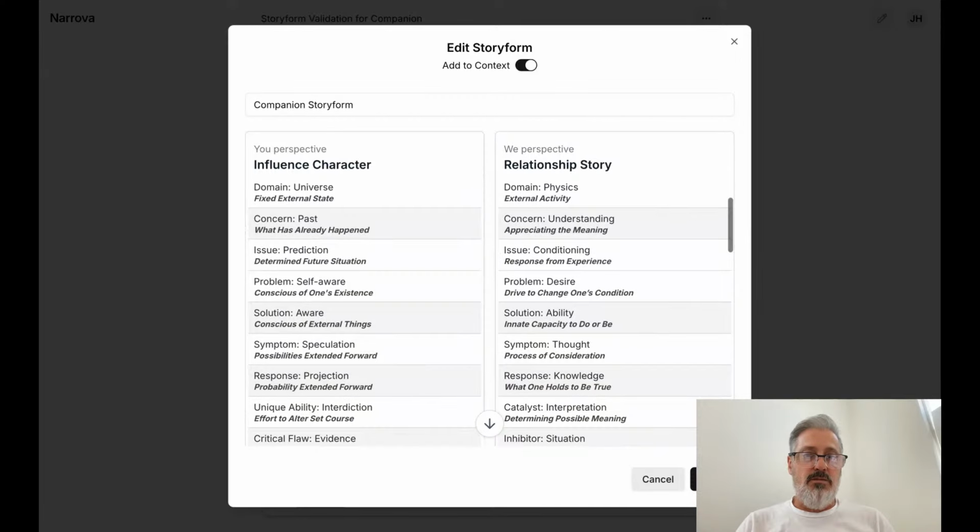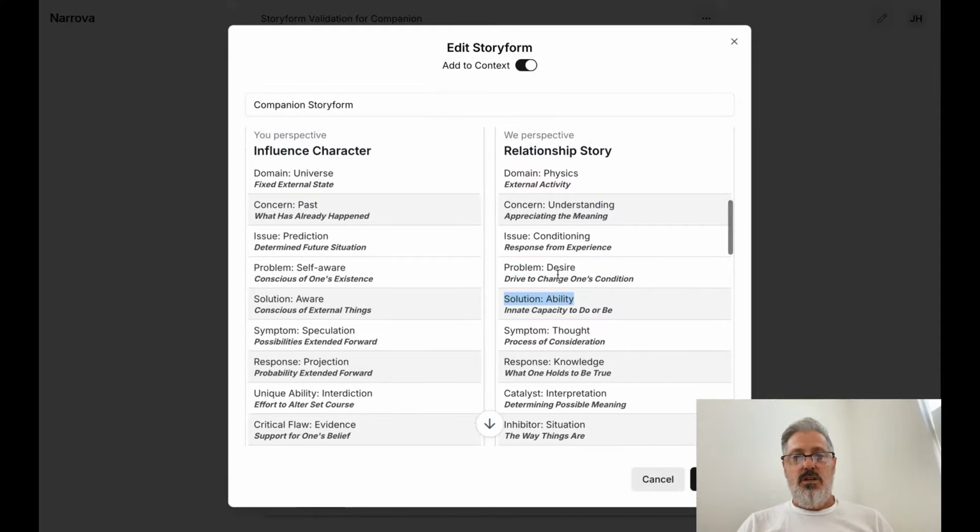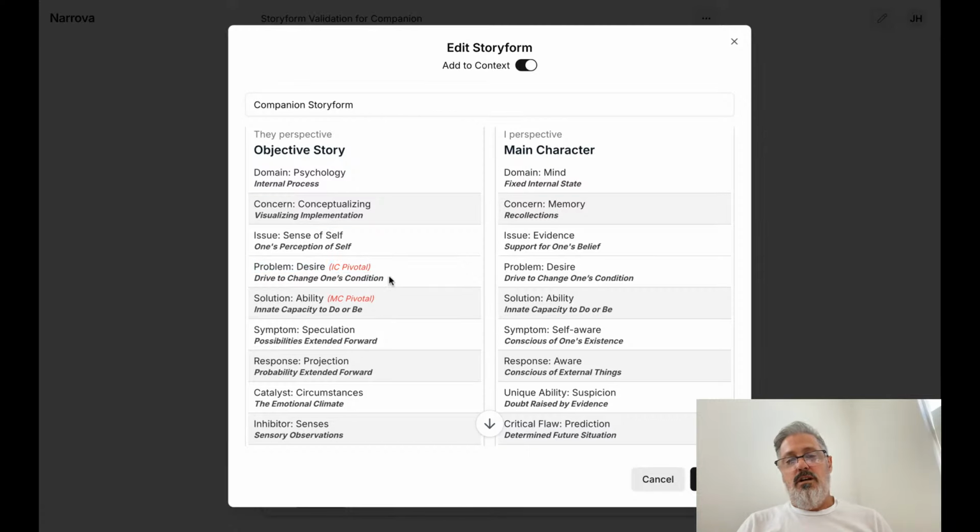And for each of the four throughlines, you have all of these aspects that you can see. Desire is here, abilities here. So let's do it in the objective story. Anybody wanting something, lusting after something, or feeling so much pain they have to take violent action. Their drive to change their condition is a problem. So that's what the movie focuses on.